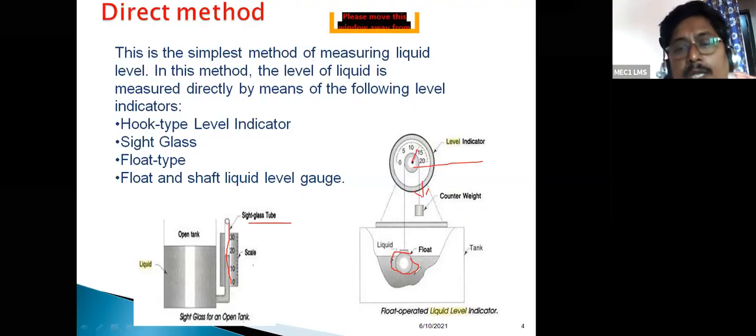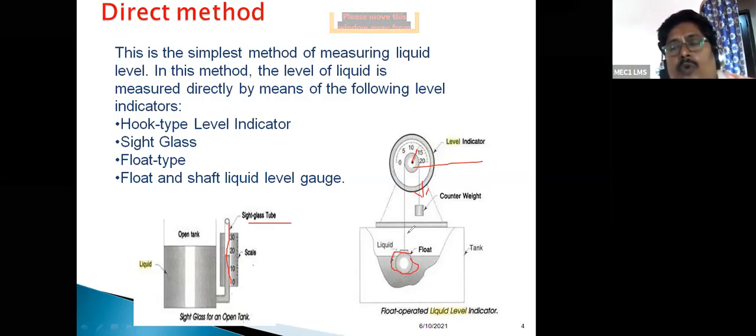So now I'm explaining again clearly. Actually, this is not in the syllabus. Direct methods are not in the syllabus. Just for understanding purposes, I'm explaining two or three methods. One is the dipstick method. Another is the sight glass in an open tank, and then the float operated liquid level.